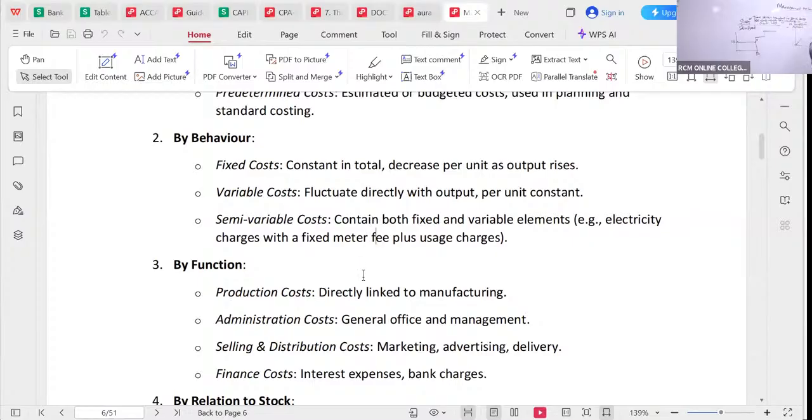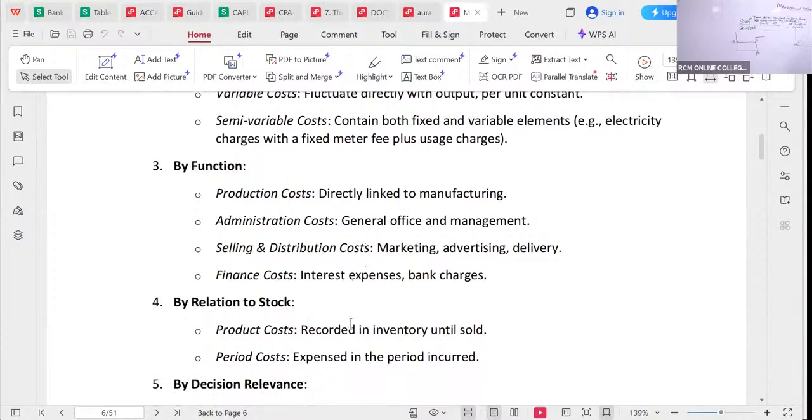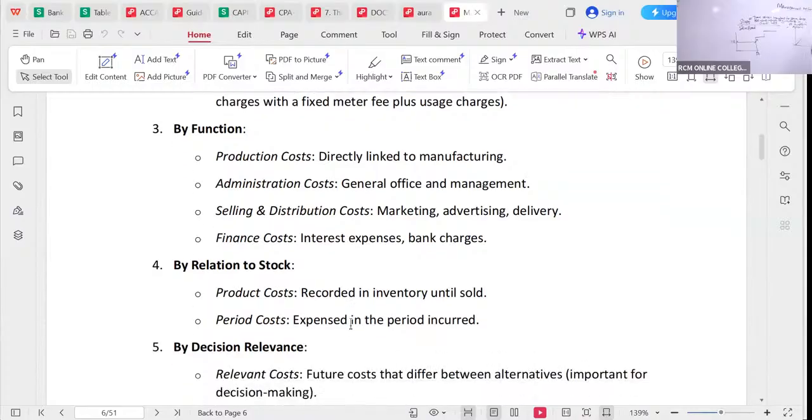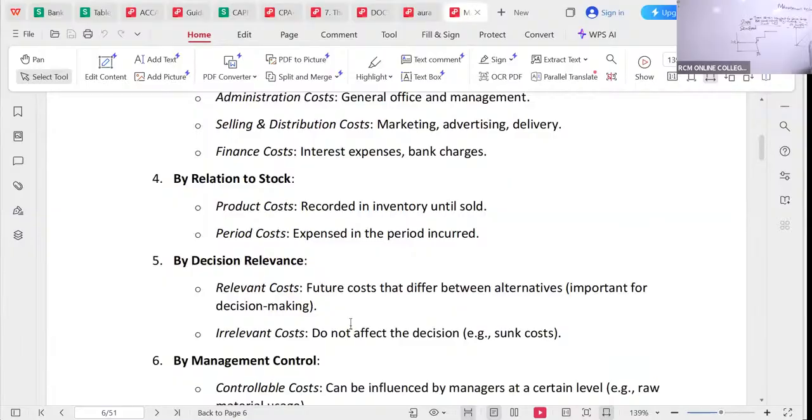Number 4, classification of costs by relation to stock. Product costs are recorded in inventory until sold. Period costs are expensed in the period incurred. Then by decision relevance, we have those costs that are relevant and others that are what here? Irrelevant. So relevant costs are costs that are futuristic in nature: future costs that differ between alternatives, important for decision making. And then irrelevant costs, which are also known as sunk costs. Sunk costs. In this case, they don't affect what here?